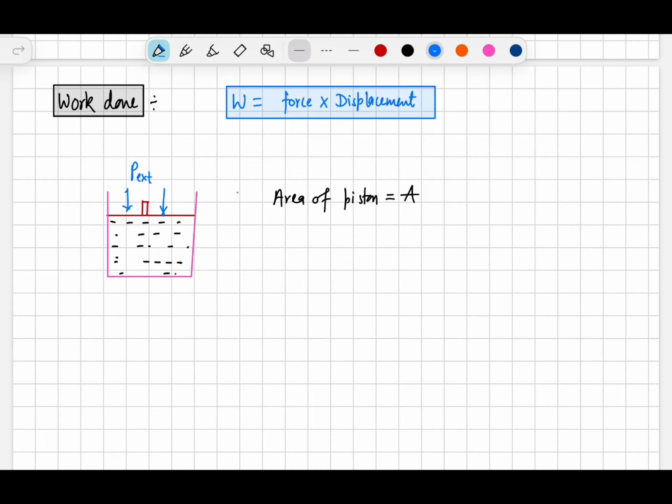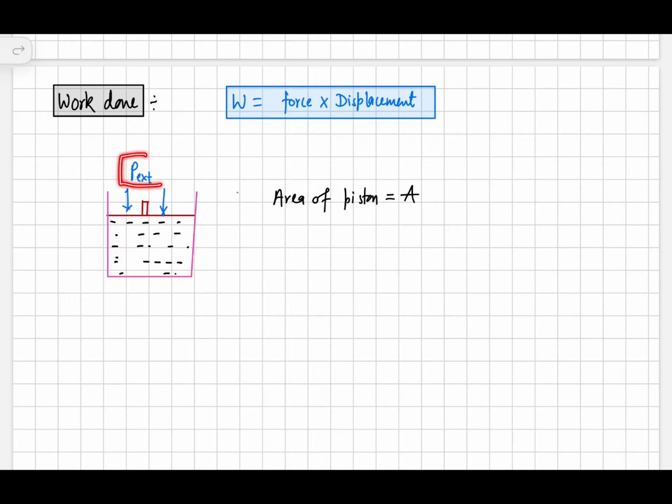I am writing it by this P ext, and we want to find out the work done, right? Work done. And we know the relation between force and pressure, because we need force for the work done. This is the very fundamental definition of the work done. We need force, but here we are given the external pressure. Fine. And important to think about this, that the pressure may change with height. At this height pressure is something, at this height pressure is something different.